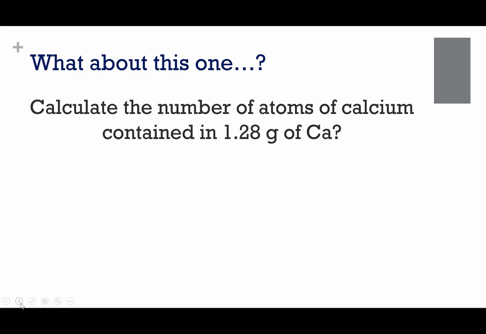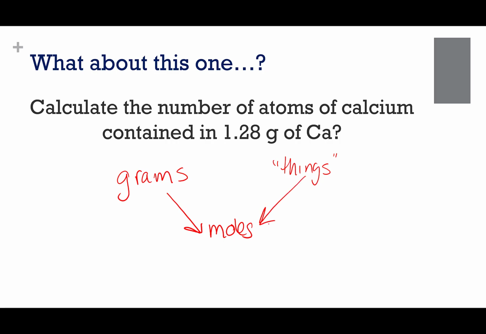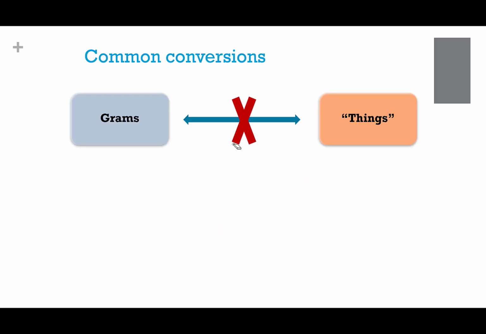Well, the conversions that we talked about: grams to moles. And we talked about things like atoms and molecules. So we talked about things to moles. Did we talk about anything that would get us straight from grams to atoms? No, we didn't, right? And spoiler alert, it doesn't exist. So there's no way for us to go directly from grams to things.